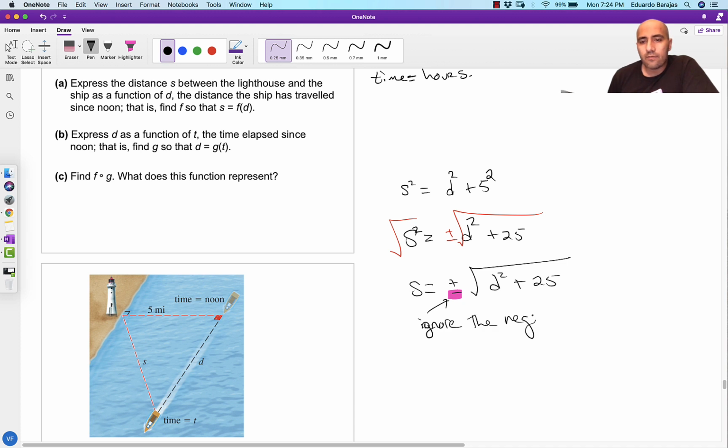Ignore the negative. It doesn't make sense in the terms of this word problem for us to have a negative distance. So it's just going to be equal to the square root of that. So s equals the square root of d squared plus 25. Okay, so I think that's part A.